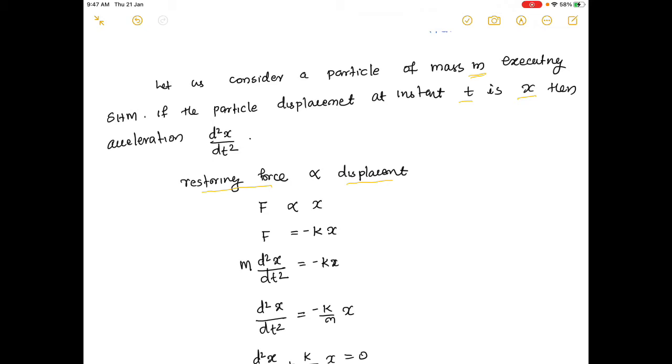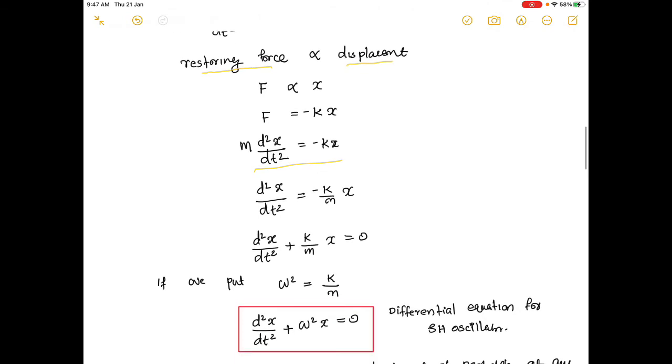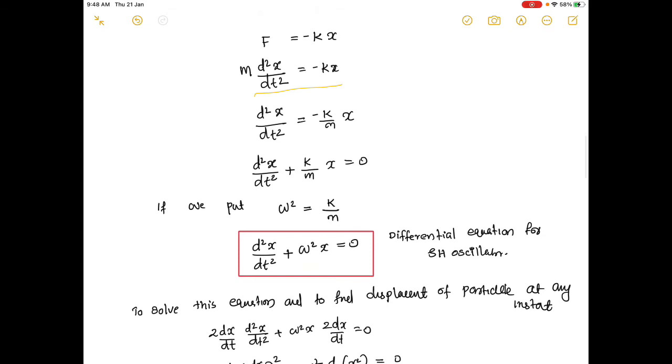If the displacement is in the positive direction, the force is in the opposite direction. F is equal to ma according to Newton's law. So m times d square x by dt square is equal to minus kx, and d square x by dt square is equal to minus k by m times x. So d square x by dt square plus k by m times x is equal to 0. If I introduce a constant omega square as k by m, then this differential equation can simply be written as d square x by dt square plus omega square x is equal to 0. Very important: this is the second order differential equation for a simple harmonic oscillator.